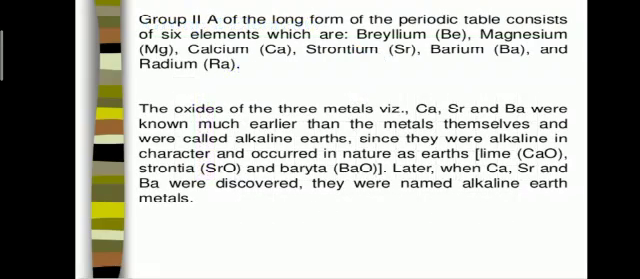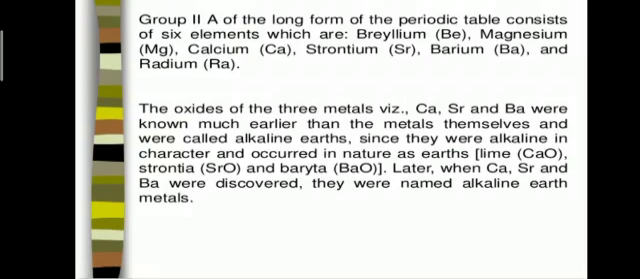So group 2A of the long form of the periodic table consists of 6 elements, which are beryllium, magnesium, calcium, strontium, barium and radium. The oxides of 3 metals, that is calcium, strontium and barium, were known much earlier than the metals themselves and were called alkaline earth metals. Before the metals, alkaline earth metals were found in the form of their oxides.